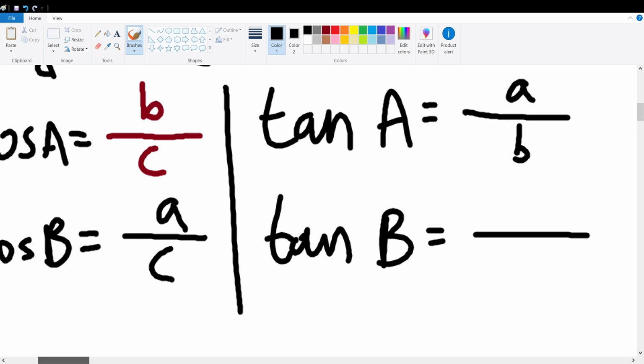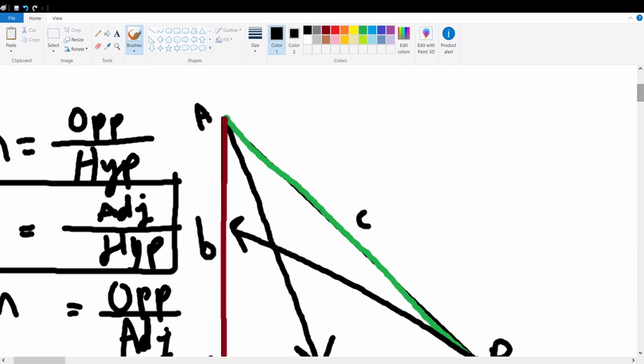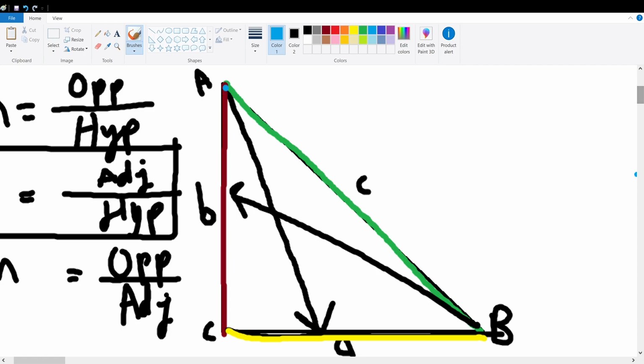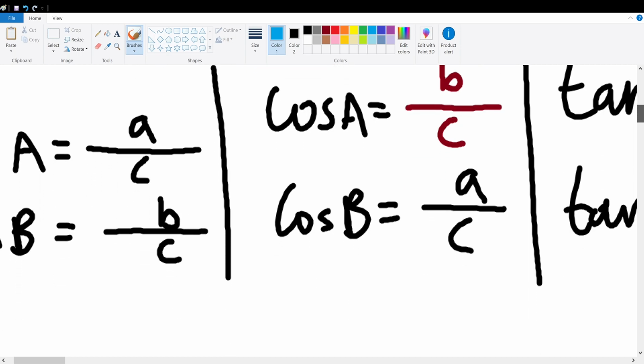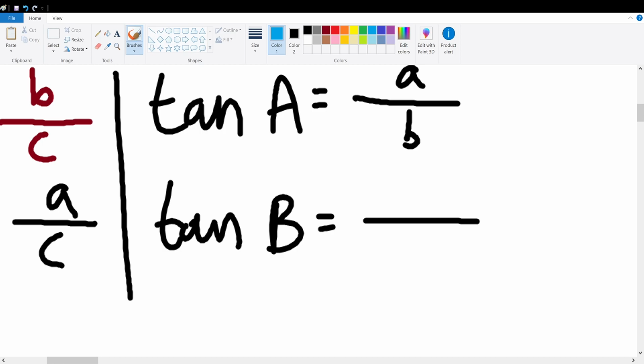Likewise, we do the same thing for tangent B, where the adjacent side of angle B is side length A, labeled in this yellow color, and the opposite side is in this blue. Again, I'm going to relabel it as B right here. Therefore, tangent B, or the tangent B ratio, is B over A.